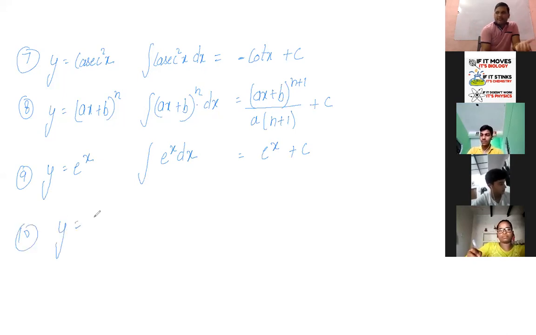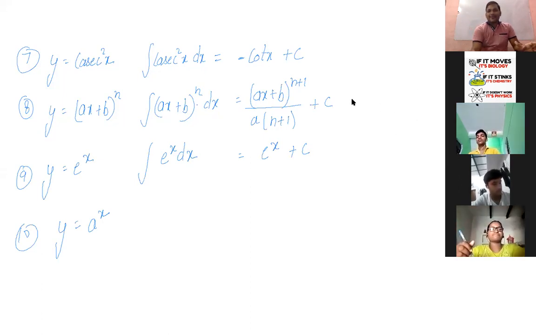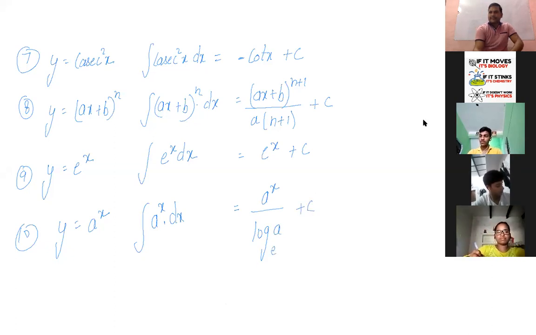Now coming to the 10th one. Let's say you have been given y is equal to a to the power x. So now the things are changed. What we will do in case of y is equal to a to the power x? You can write the formula of integration of a to the power x dx. It is a to the power x plus 1 upon x plus 1? No, this will be a to the power x upon log a base e, plus c. So this will be the case.